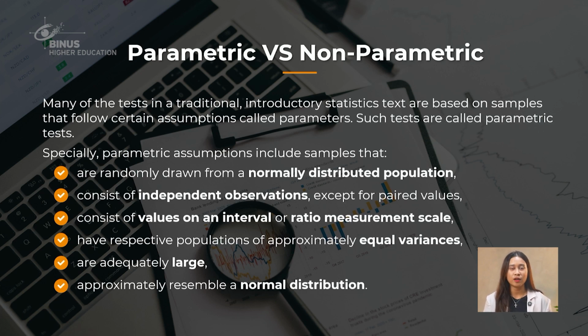Many tests in statistical theory use the parametric one, but here you will learn about the non-parametric test. Such tests are called parametric tests because they have full assumptions: the sample is randomly drawn from a normally distributed population and consists of independent observations, except for paired values. The data consist of interval or ratio measurement scale values, and the populations have approximately equal variances.